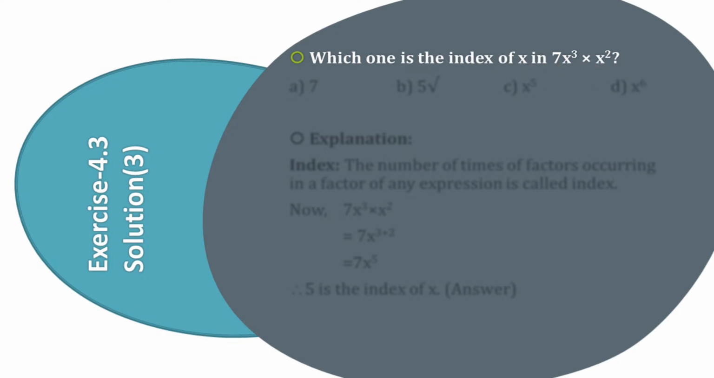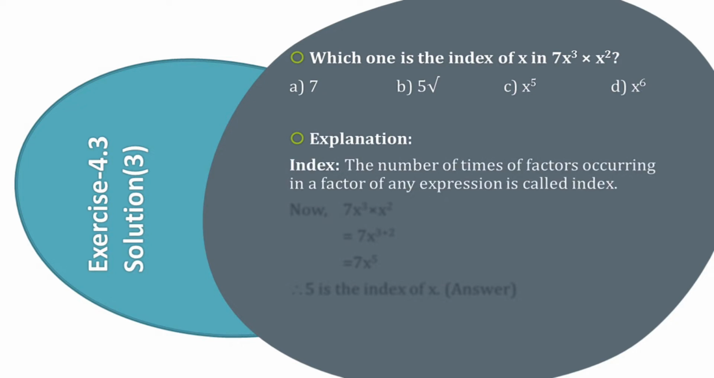These are the options, my dear. As you can see, number B, 5, is the desired answer, that is the tick mark. Let us see the explanation of how we can get this result. Explanation. Index. At first we have to know the definition of index. What is index? The number of times of factors occurring in a factor of any expression is called index. Let us see the example, my dear.